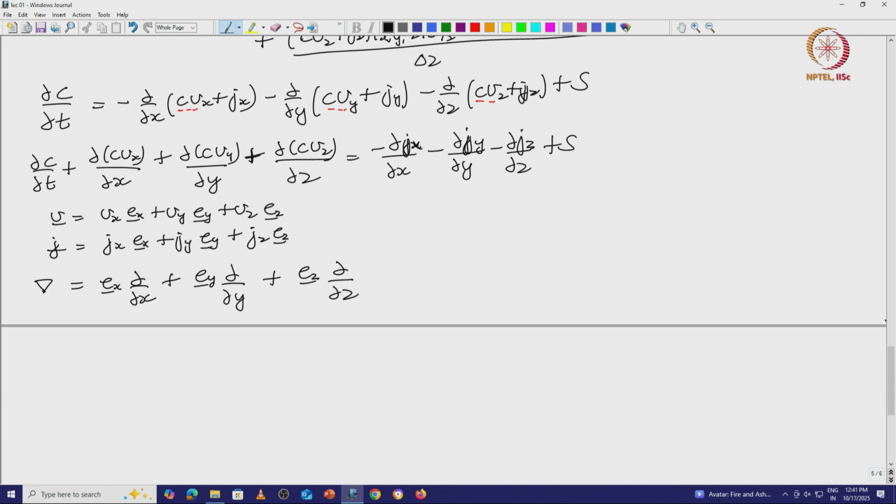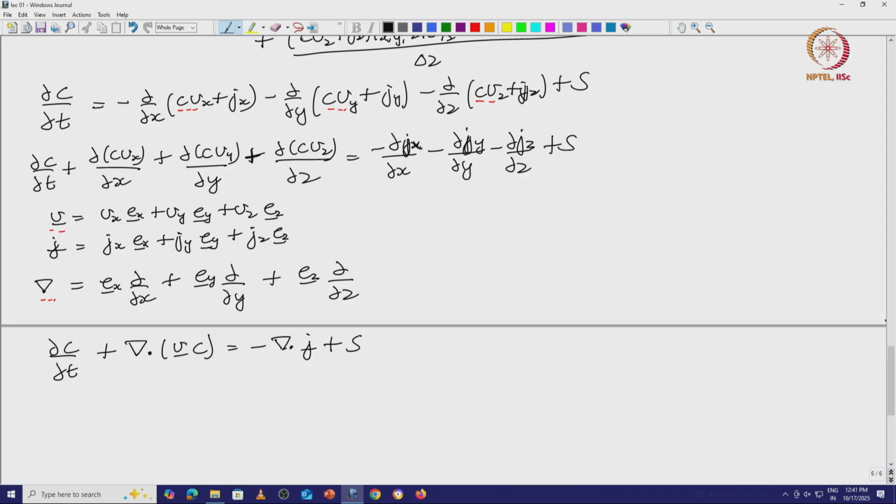When I write it in this notation, the equation simplifies to partial c by partial t plus del dot, a dot product between this vector operator and the velocity vector, of v c, is equal to minus divergence of j vector plus the source. So, this is the compact form of writing this mass conservation equation.